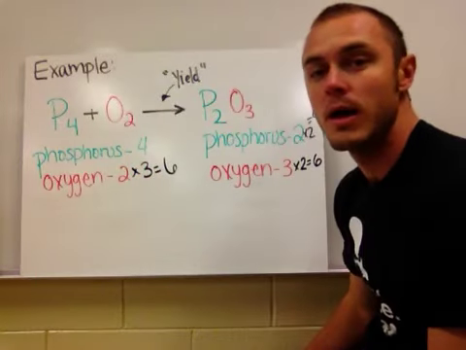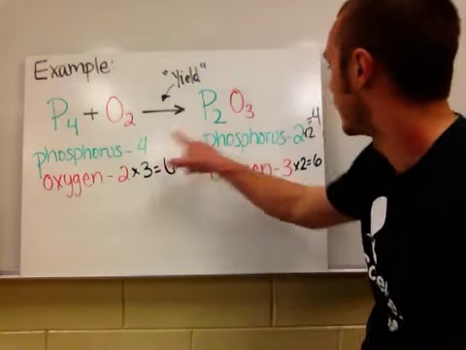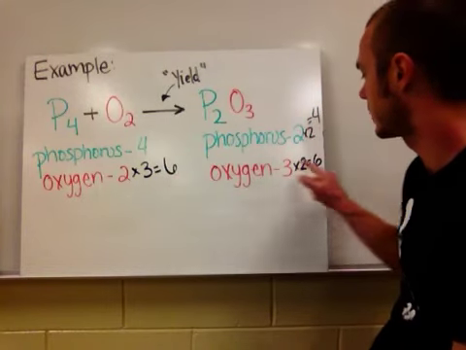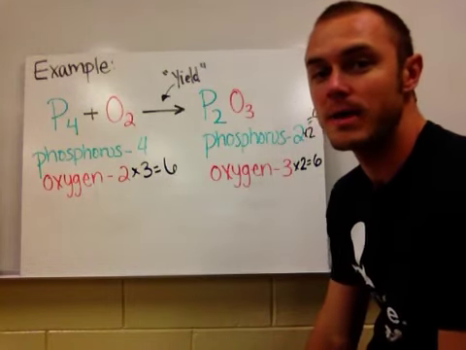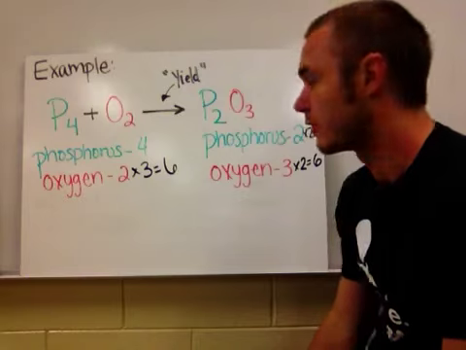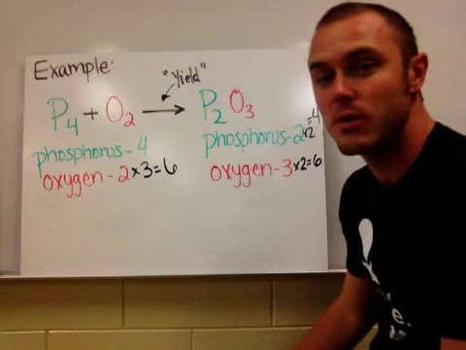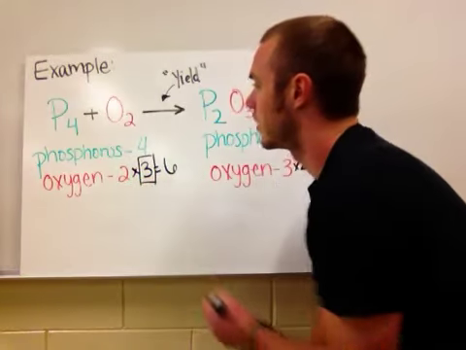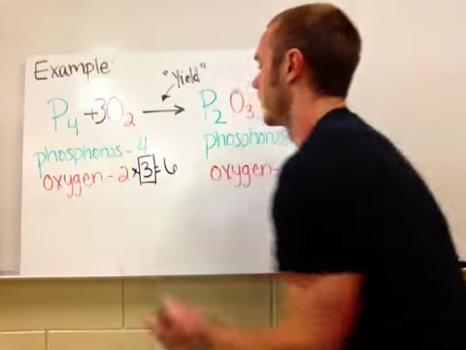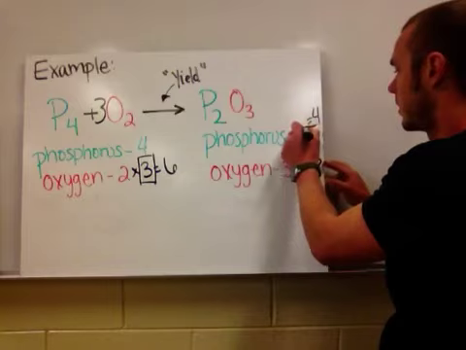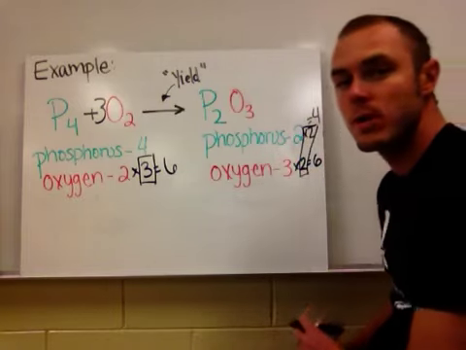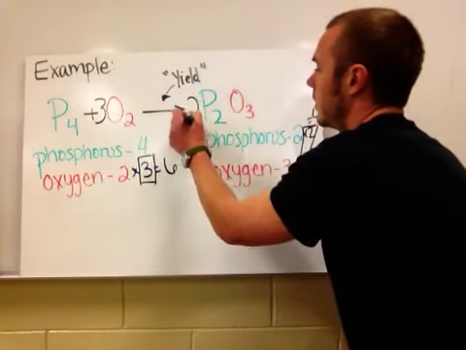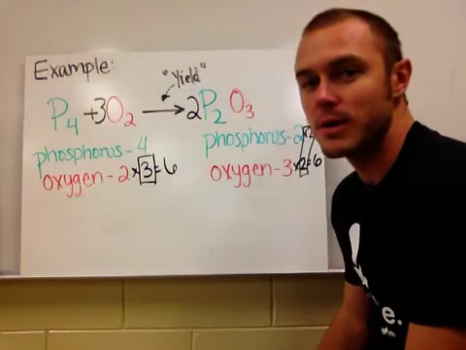All right, so now I count my atoms again. 4 and 4, 6 and 6. Now all my atoms are equal on either side, and I just need to add my coefficients to the equation. So here I multiplied by 3, and on this side we multiplied by 2, and that is a balanced equation.